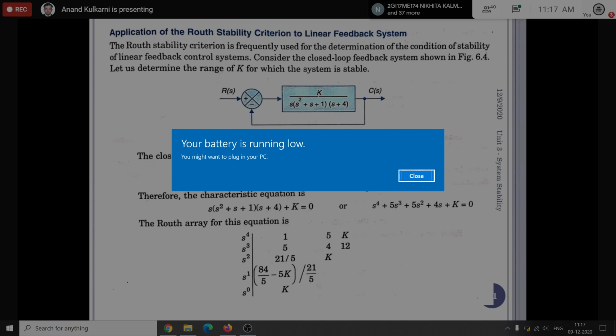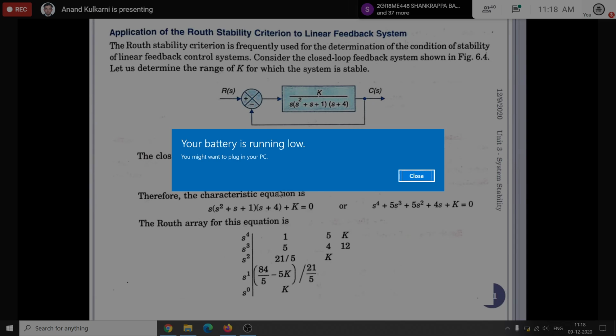Then see the application which you have done already. This is one function given, one transfer function. Open loop transfer function is k divided by s into s square plus 1 plus s plus 1 into s plus 4. So it is a fourth order equation. And unity feedback is there, negative feedback is there. So you find out the closed loop transfer function. Closed loop function G of s divided by 1 plus G of s H of s. That is this divided by this into 1.